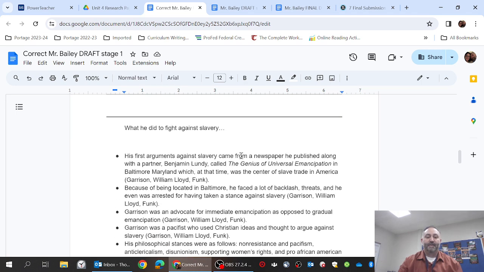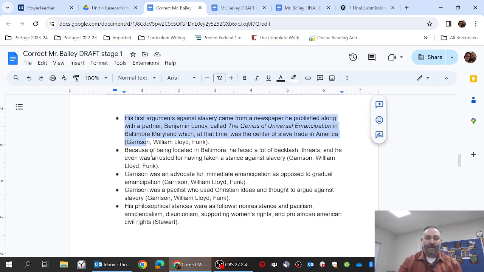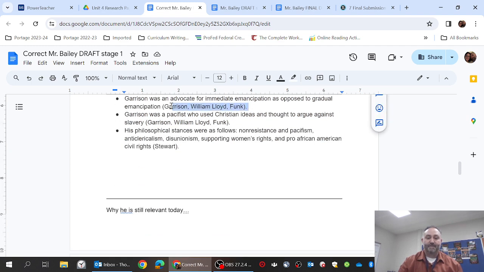You see then, so what did he do to fight against slavery? These are the things that I had copied and pasted from my digital note cards and put here as things that I would like to talk about, along with the citations accordingly.